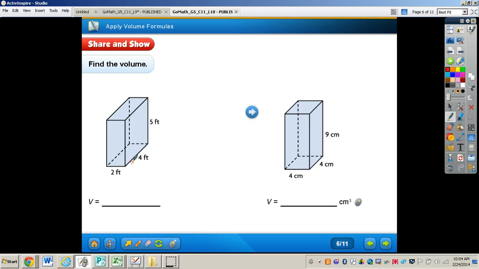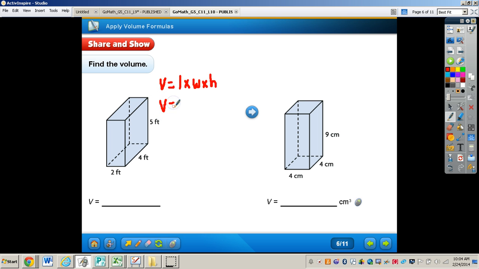Okay, so we are going to find the volume of these two figures, and this is how I want you to write down the volume, or finding volume. It's always important to write down the formula first. So we have volume equals length times the width times the height.